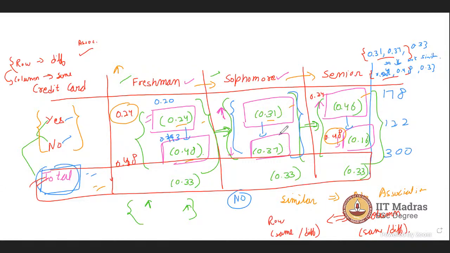It's up to you. If you want to say that these are similar, you can say that, but 0.31 and 0.37 overall is not similar. Overall it is not. Only for one column it is.